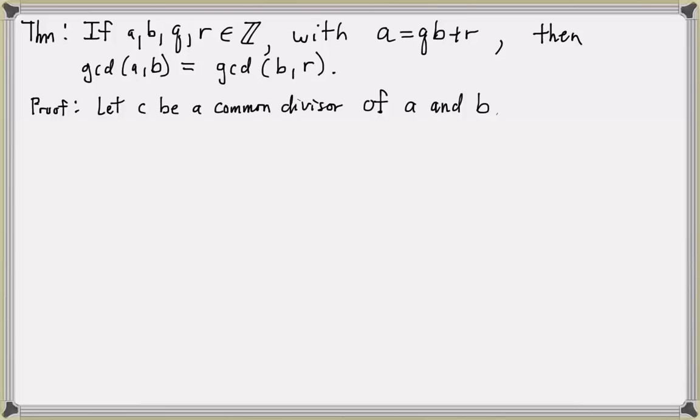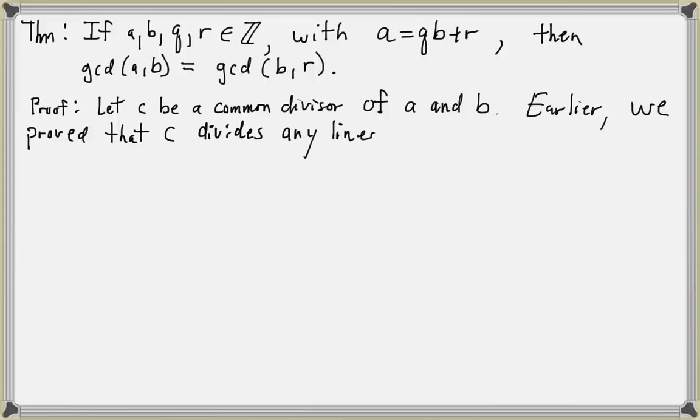Then earlier we proved that if C divides A and B, then it will also divide any linear combination of A and B. So earlier, we proved that C divides any linear combination of A and B.